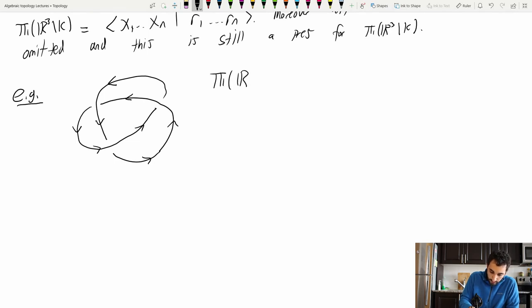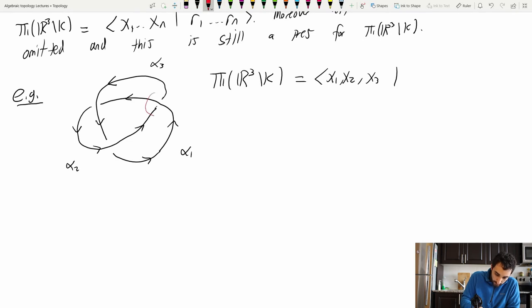Pi 1 of R3 minus this knot is, okay, so there's going to be an alpha 1 here, that's one strand, alpha 2 here, that's another strand, and alpha 3 up here, that's another strand. So we're going to get our usual loops X1, X2, and X3, and we're going to get a couple relations here. The relations happen at each crossing. Here's one crossing. Now we have to decide, is this a positive crossing or a negative crossing? If I take that top strand and rotate it counterclockwise, the arrows clash, and so that's a negative crossing.